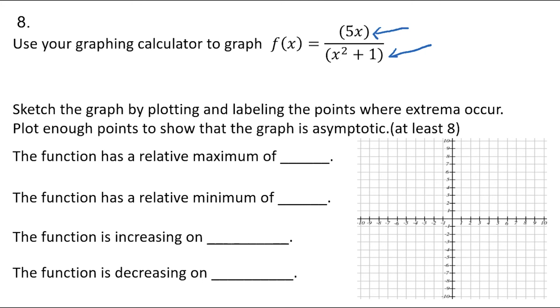So here we're asked to sketch this graph by just plotting and labeling a few points, 8 to be exact, and we'll show that this graph is asymptotic. So I'll draw a table over here and keep track of the points that we're graphing.